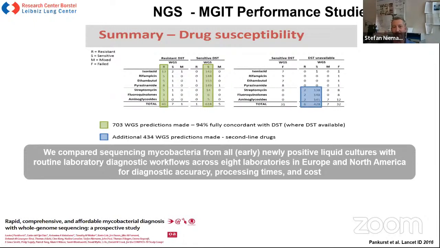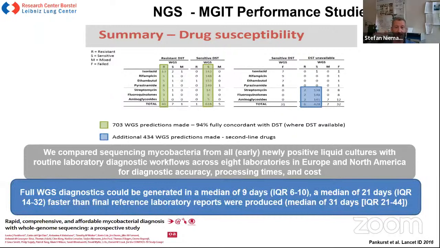as predictable as it would be now, where we could actually make quite a number of whole genome sequencing resistance predictions that were to a high degree concordant with classical DST data. We also made additional whole genome sequencing predictions for second-line drugs that were not detected by the classical phenotypic assays because they were not performed for non-MDR strains. Overall, the whole genome sequencing reports could be generated in a median of 9 days, which was much faster than the classical reports.